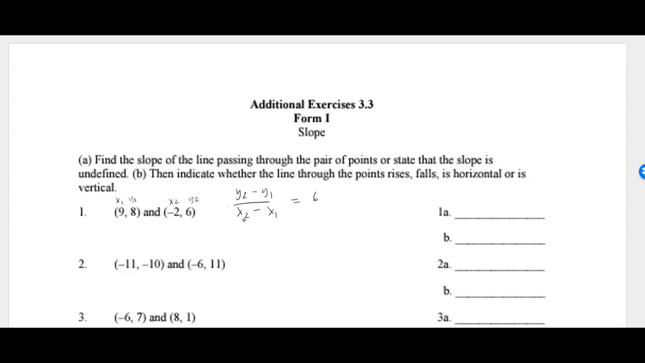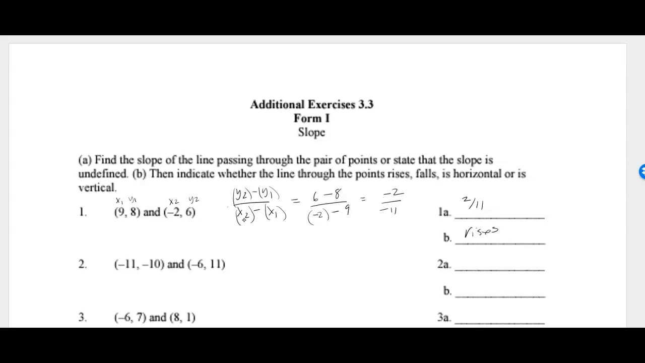So I'm going to take my values. And if you make mistakes in calculating slope, it's because you're not writing out enough work. The other thing I could suggest is to put these in parentheses, because when you have negative numbers, you'll see it tends to get a little trickier. -2 minus 9. 6 minus 8 is -2. -2 minus 9 is -11. The slope for this one is 2/11. And it is a positive slope because a negative divided by a negative is a positive. So it rises. All right, try number 2.